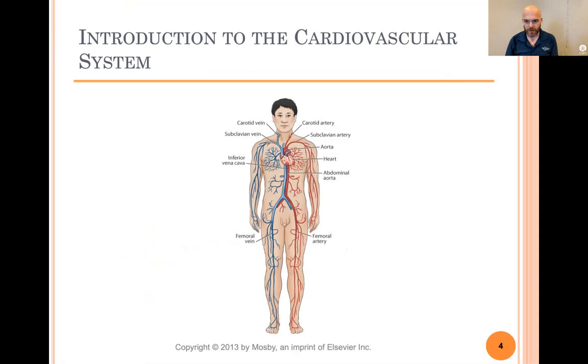Okay, so here's the introduction to the cardiovascular system. This is probably a good refresher for everyone. If you can see that, everything that's color coded in red is considered an artery, and everything that's color coded in blue is considered a vein. Now, all of these arteries and veins that we have here are only drawn on one side of the body, but do know that in real life, all of these are present bilaterally on the body.